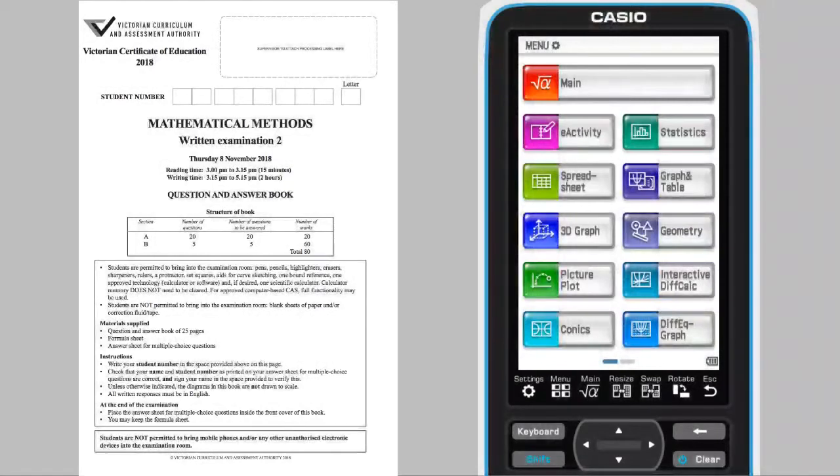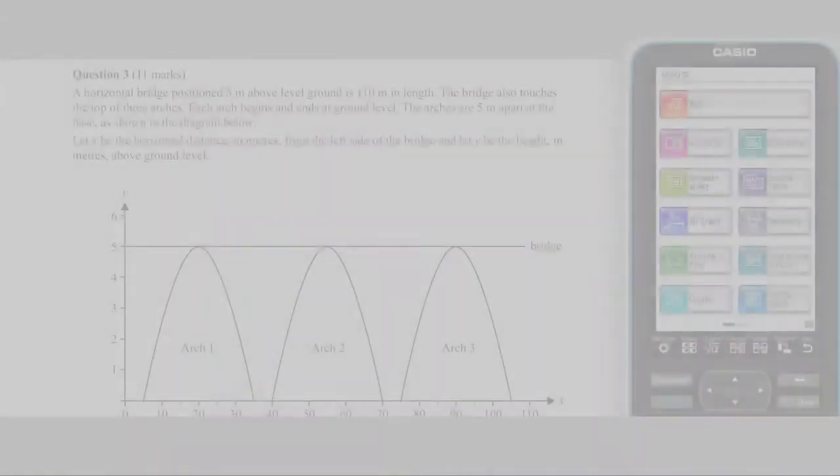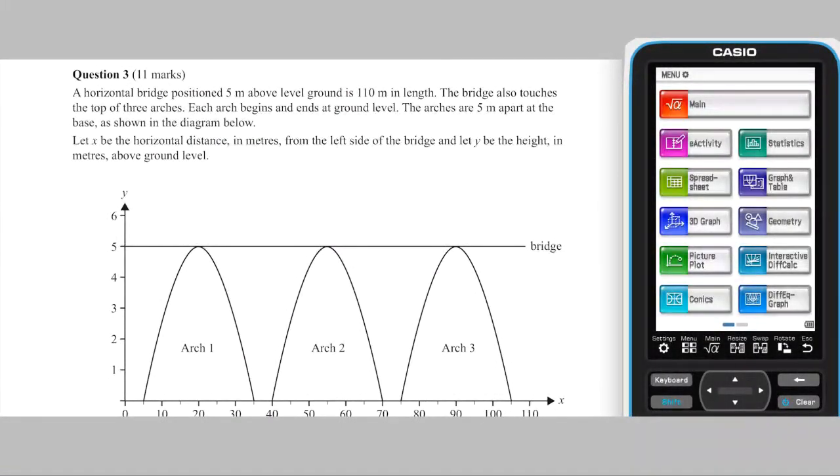This video will present solutions to the 2018 VCE Mathematical Methods Written Examination 2, Section B, Question 3. Looking at the graph and reading the information provided, it appears that this question concerns three arches, each of which is a horizontal translation of the others. This understanding helps us answer Part A and B.